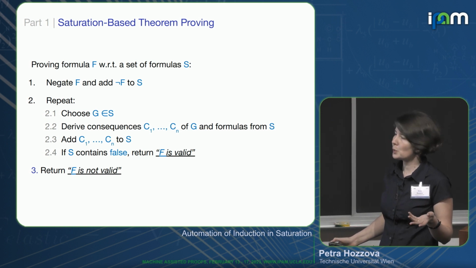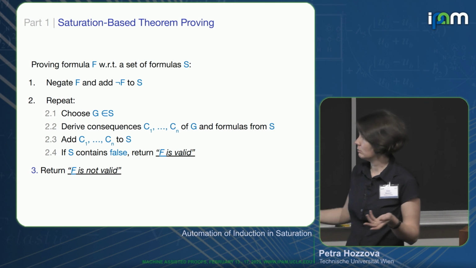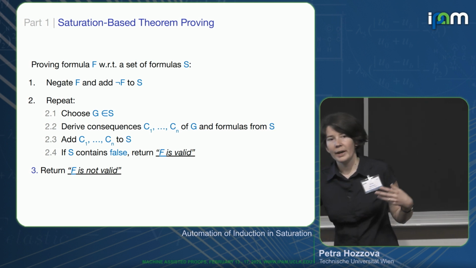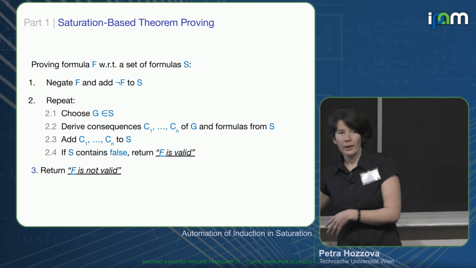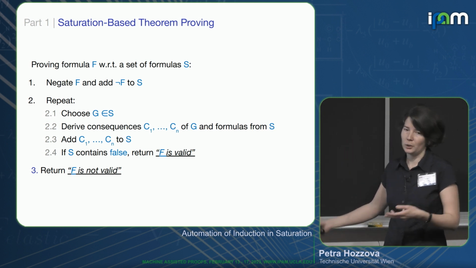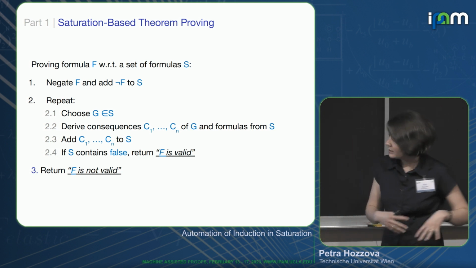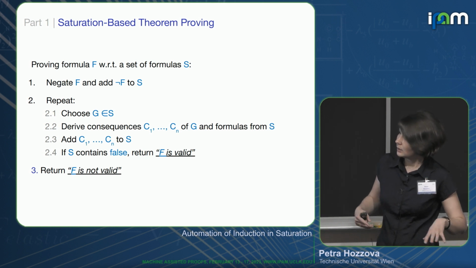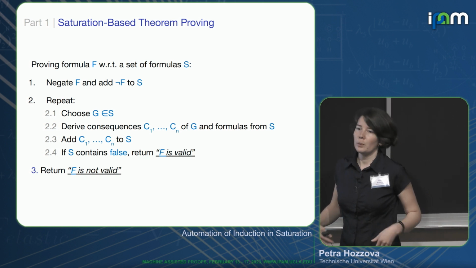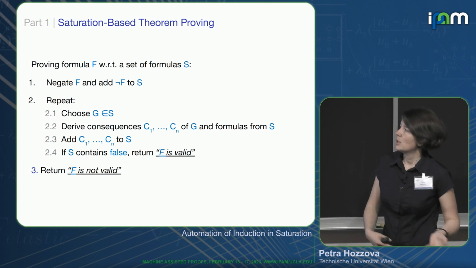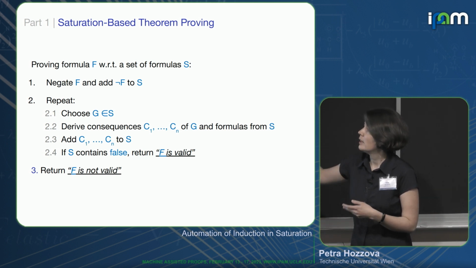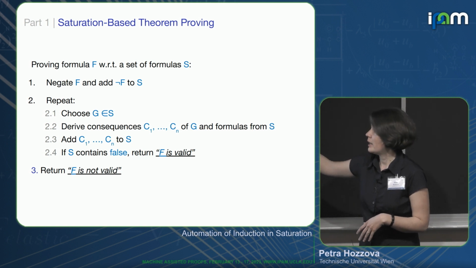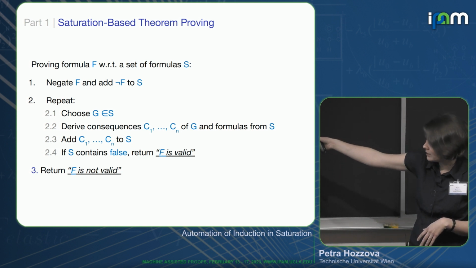So we choose some formula from the set, let's call it G, and apply the rules to derive consequences of this formula and possibly other formulas that are already in the set. Then we add these consequences back to the set and periodically check whether the set already contains false. If it contains false, then it means that we managed to derive a contradiction from the negated input and the assumptions, and hence the original input must be valid.